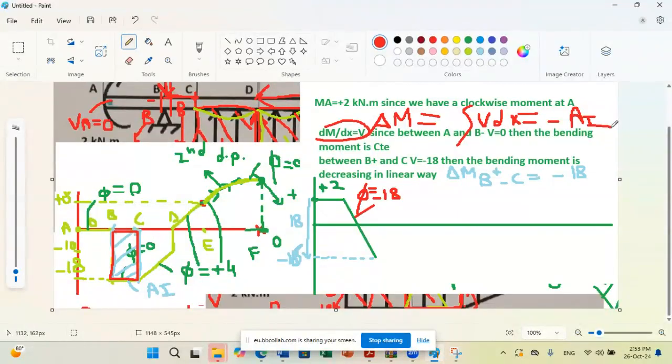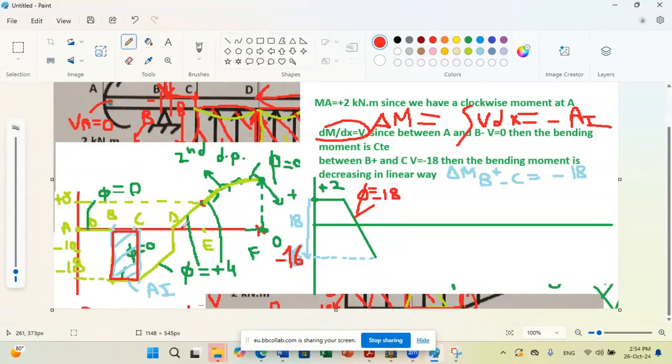Okay? And since the area is 18, it's minus 18. And the value of M at point B was plus 2. If you do 2 minus 18, you get minus 16. So you deduce that the bending moment at this point, here at C, is minus 16. Okay?